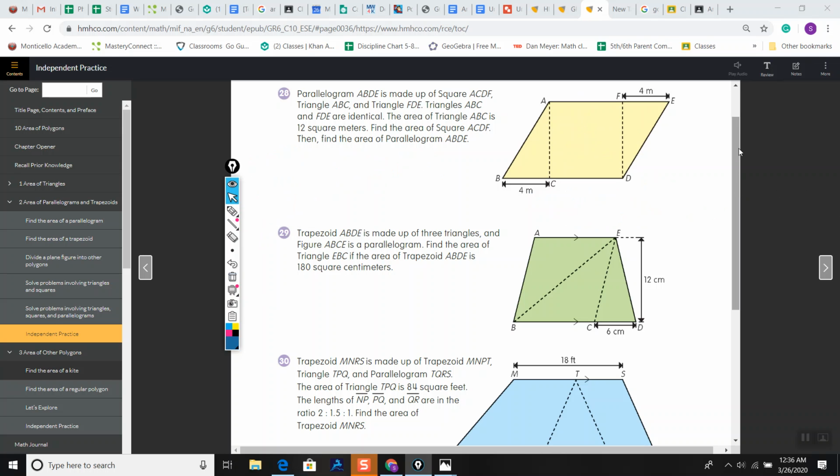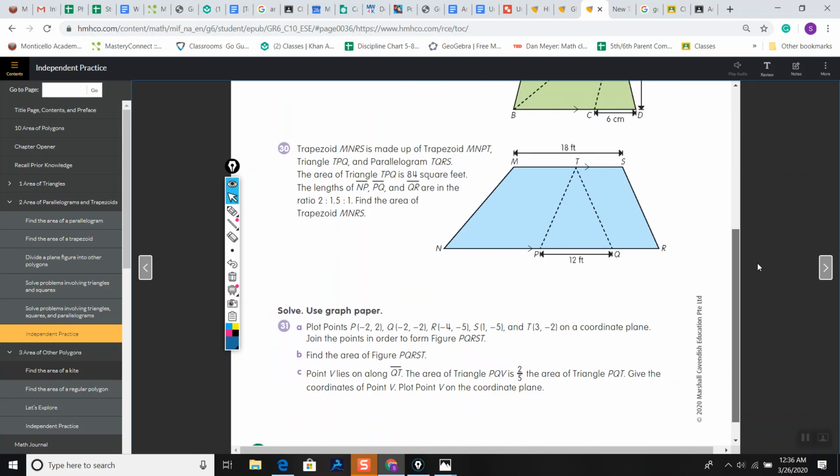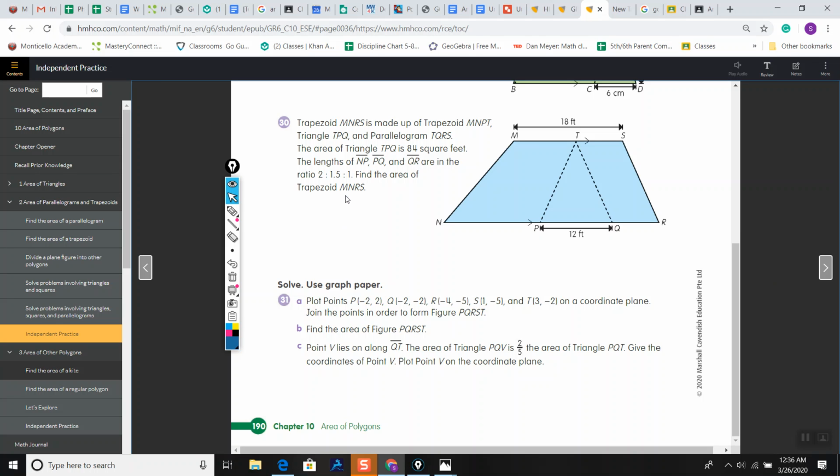I know this is not easy for any of us, so I appreciate any work that you can do to keep yourself moving forward. Okay, so last one, trapezoid.